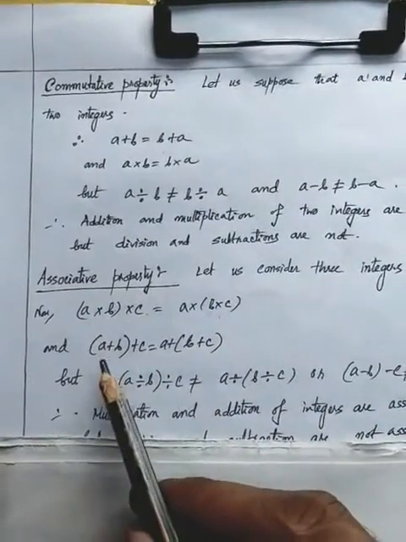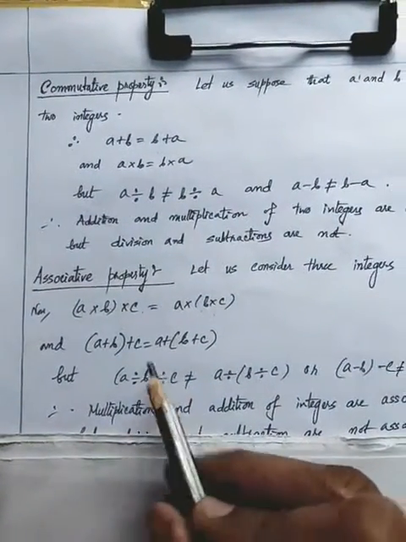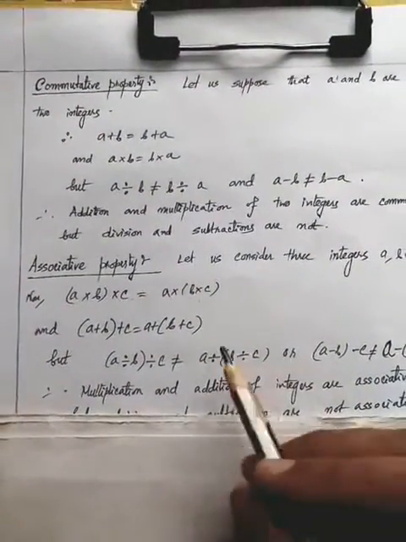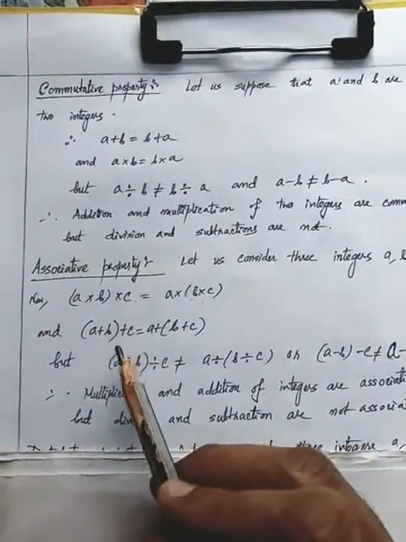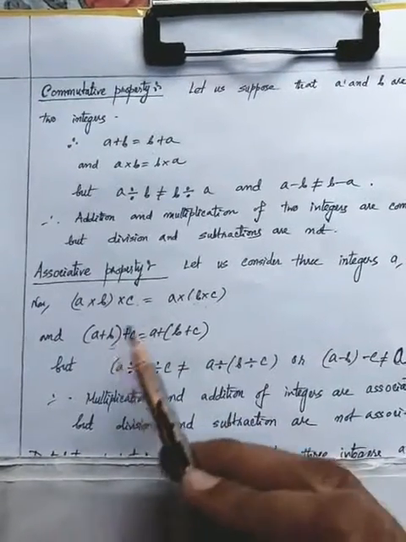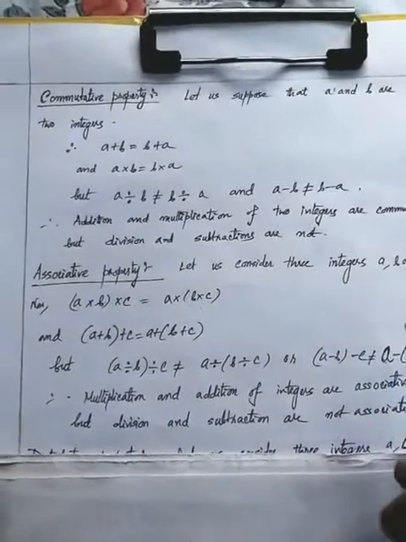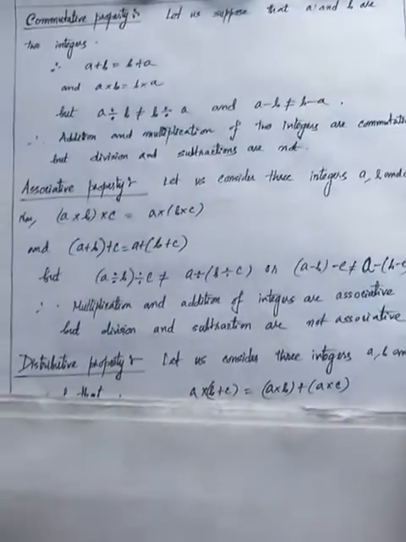The same thing is applicable for addition also, but this thing is not applicable for division and subtraction. So therefore we can say that multiplication and addition, these two operations are associative in nature, but division and subtraction are not associative. Now let us talk about distributive property.